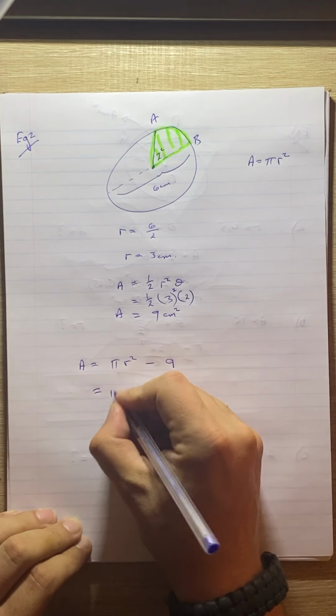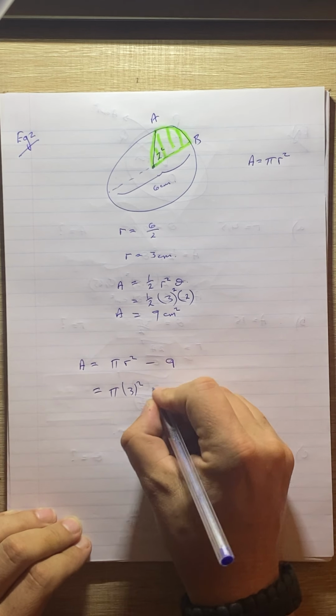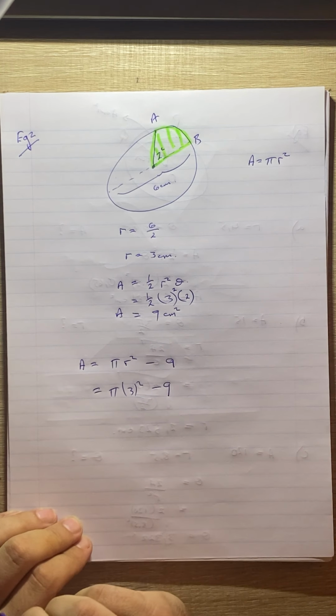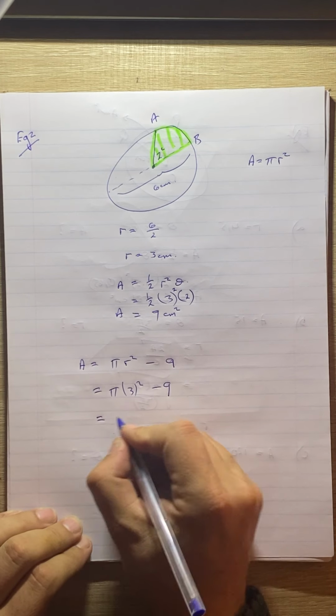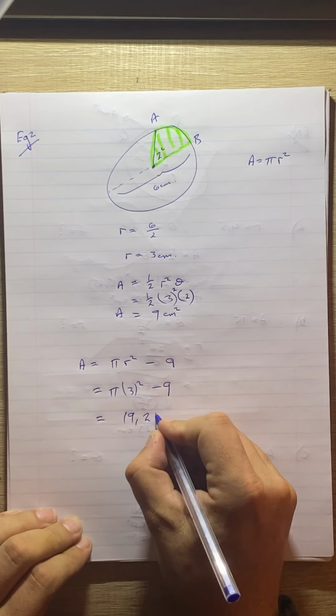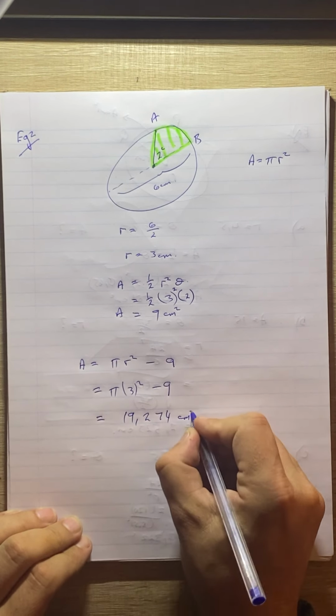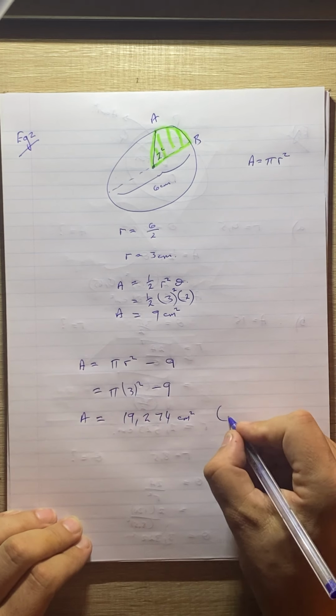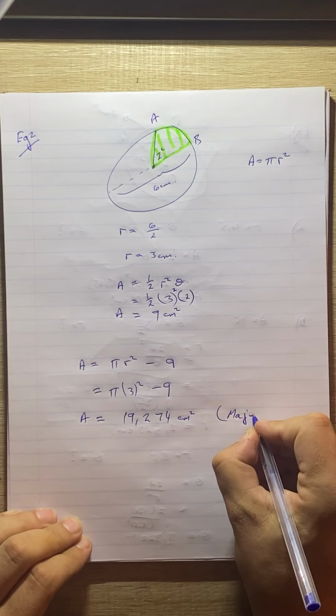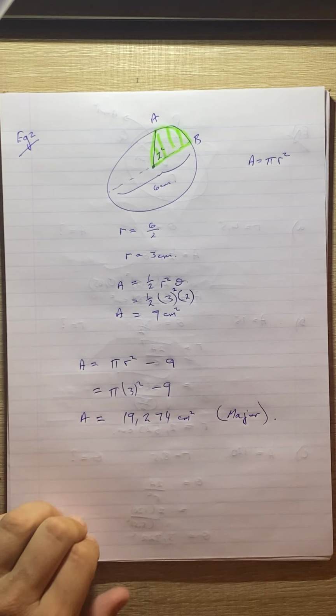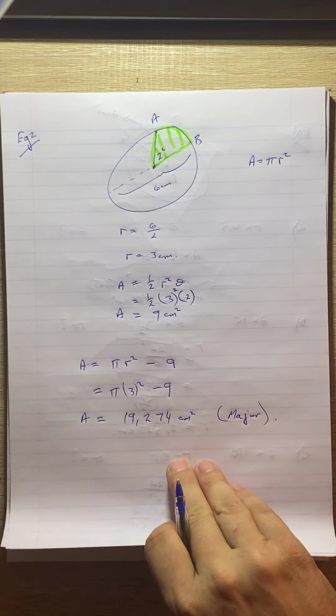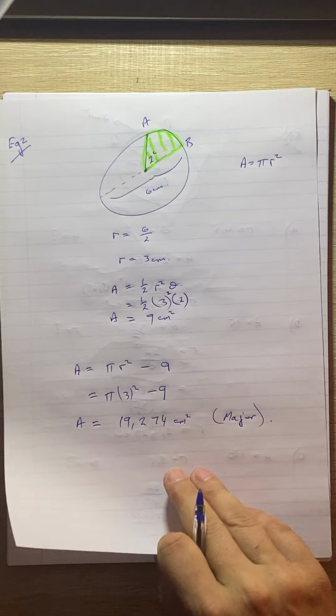So we get here pi times 3 squared minus 9. Plug that into the calculator and we get 19.274 centimeters squared. And this is the major sector. Okay, going on to example 3.